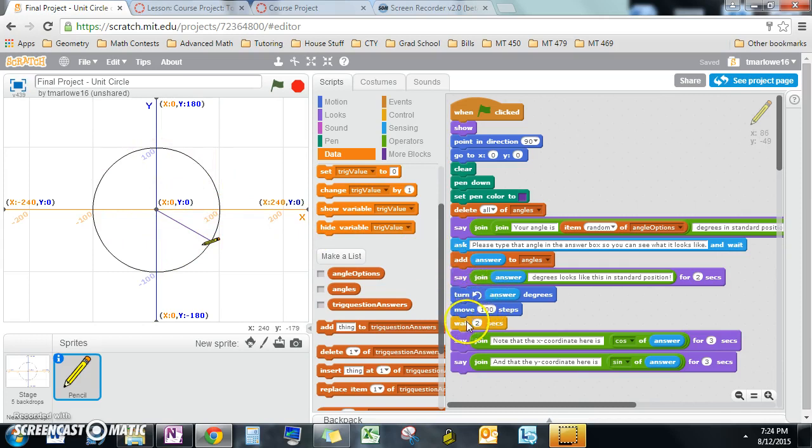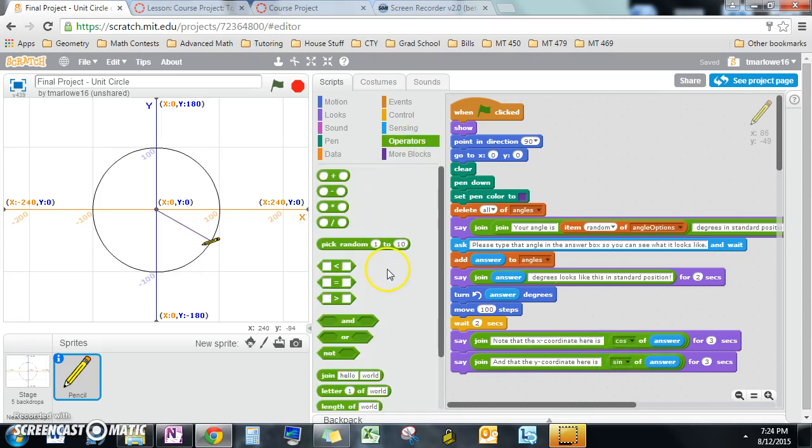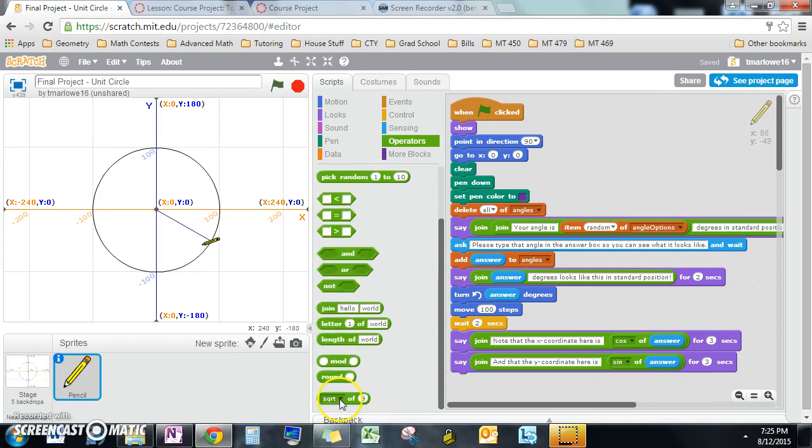Okay. And then I had it wait a couple seconds, and then I had it tell you what the x coordinate and the y coordinate is. And from our study of the unit circle, we know the x coordinate is the cosine of that angle, and the y coordinate is the sine of the angle. And that's obviously very important, and that's going to help us figure out the sine, cosine, tangent later on. You're going to use those join operators, and down here at the bottom, you can actually use this to compute the sine or the cosine of the angle.